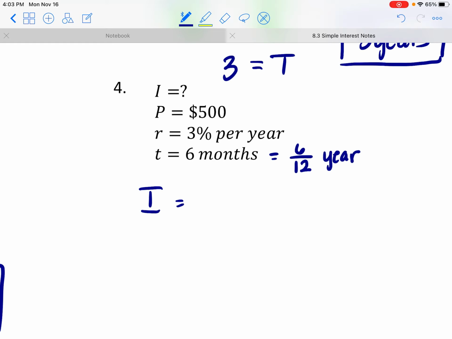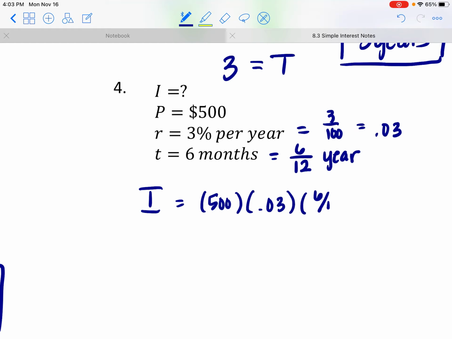Okay? And then 3%, remember that's 3 out of 100. So we're going to put in 0.03. So I is going to equal 500 times 0.03 times, since that's a rate per year, our time is 6/12ths. And it's really okay not to reduce that because it's going to end up going into the calculator anyway, but if you wanted to put it in as a half, that would also be totally fine.